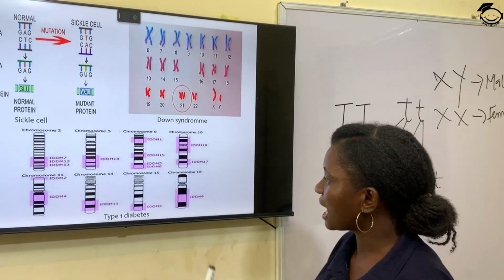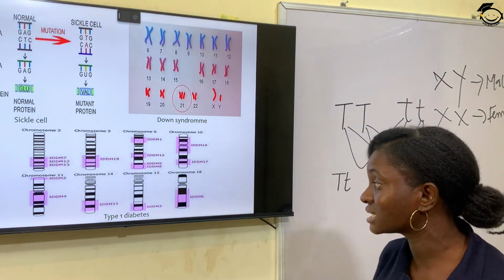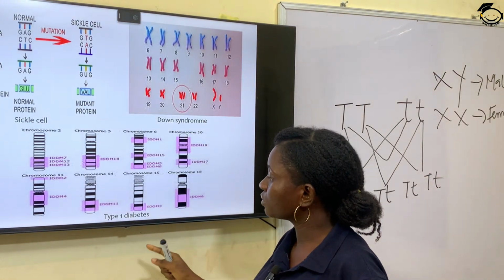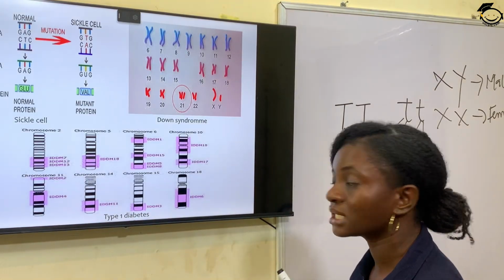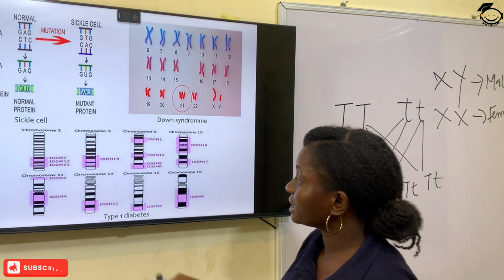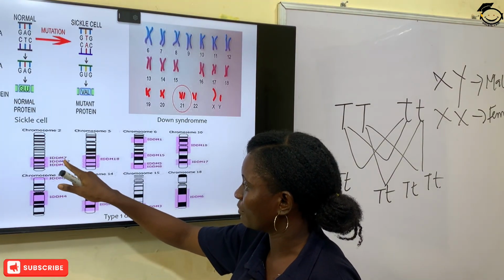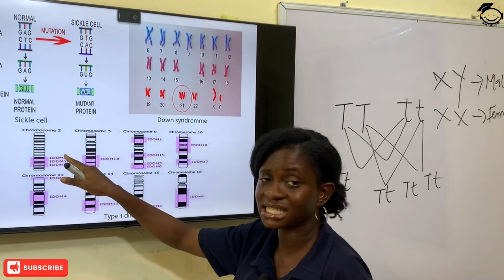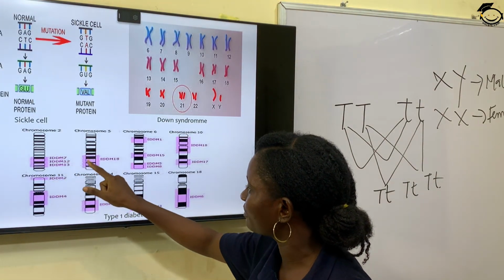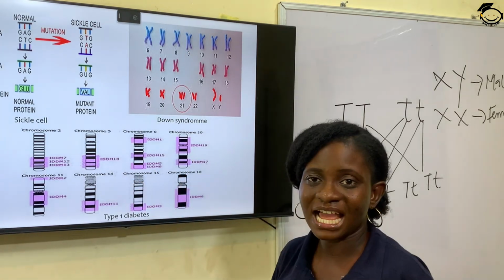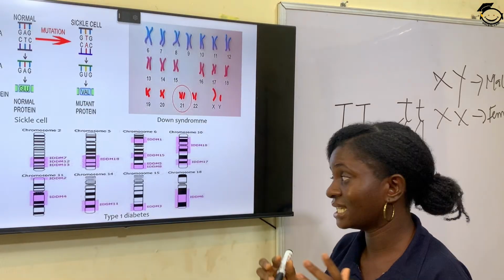So looking at diabetes, that's type 1. We have two types of diabetes, type 1 and type 2. But type 1 is lack of insulin or insulin insensitivity. So looking at these genes, you see the IDDM, that's insulin dependent diabetes mellitus. The carriers, these ones highlighted in pink, are the ones that are at risk of type 1 diabetes.